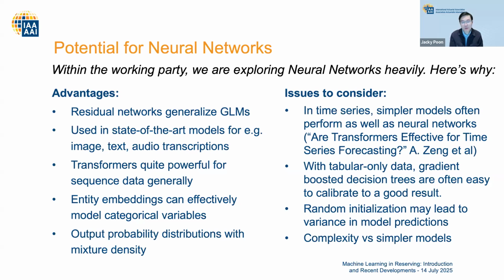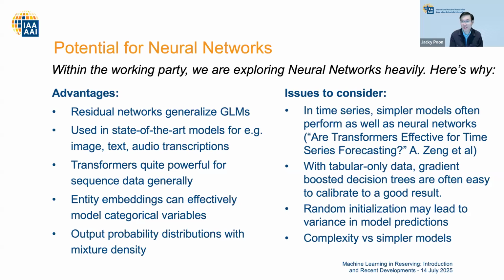Transformers have proven to be quite powerful for sequence data. Entity embeddings can effectively model categorical variables. And the algorithms can also output probability distributions if you apply mixture density networks. So there's a lot of flexibility with these sorts of neural network structures, and we're curious whether we can find a suitable model to apply to claims reserving problems.